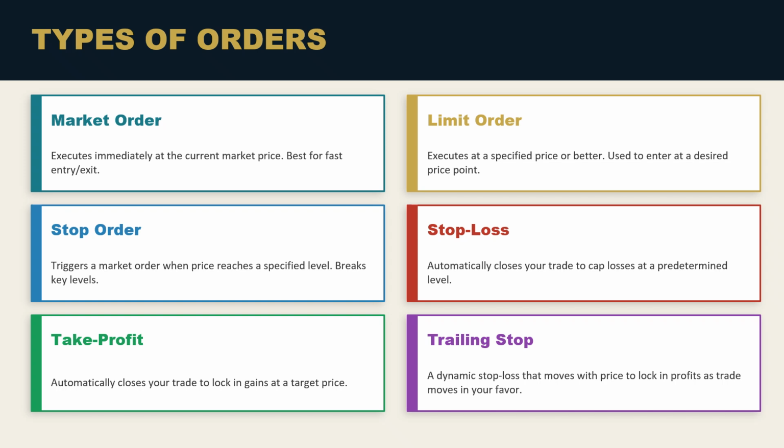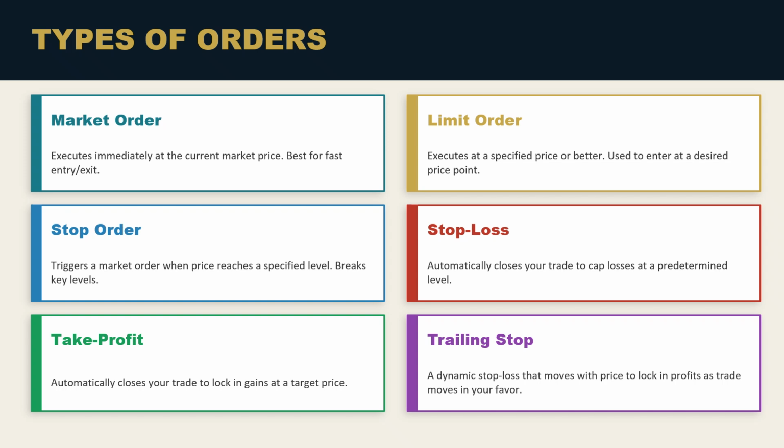A limit order is used when you want to enter at a better price. For example, if the price of euro to US dollar is currently 1.0900 and you want to buy if it drops to 1.0880, you would place a limit order to buy. It waits for the price to come to you. A stop order is often used to enter a trade when the price breaks a key level. If you think a breakout is happening, you might place a stop order to buy just above a resistance level.